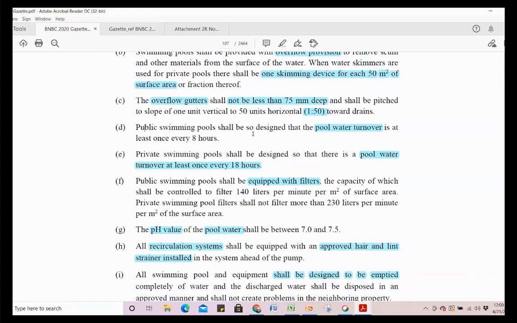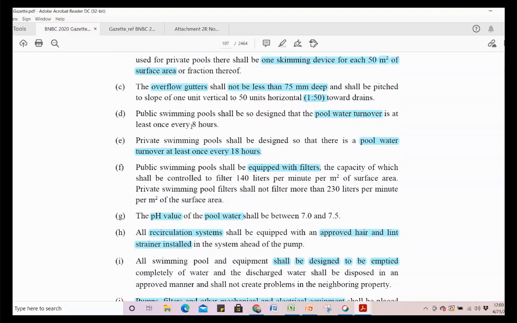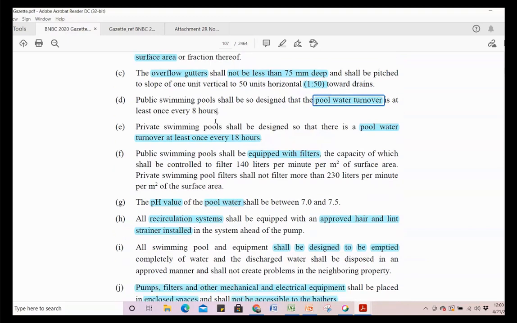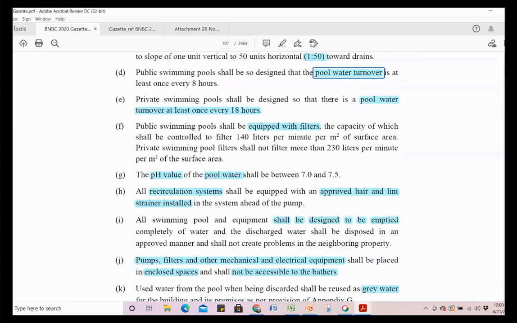The public swimming pools shall be so designed that the pool water turnover is at least once every 8 hours. So it is also a hygiene requirement, as you can understand, that in every 8 hours the pool water must be turned over in public swimming pools. Private swimming pools shall be designed so that there is a pool water turnover at least once every 18 hours. So it is a bit relaxed for private swimming pools.